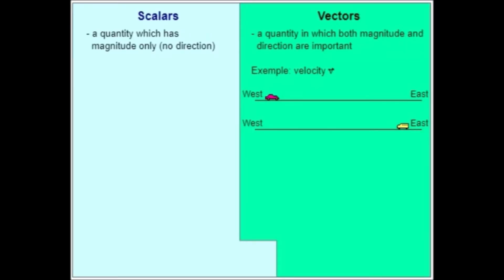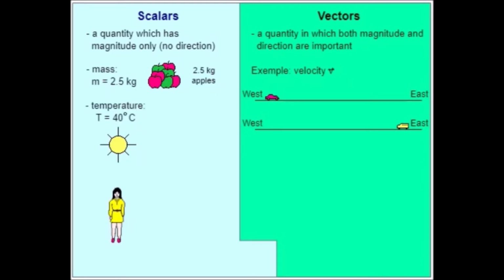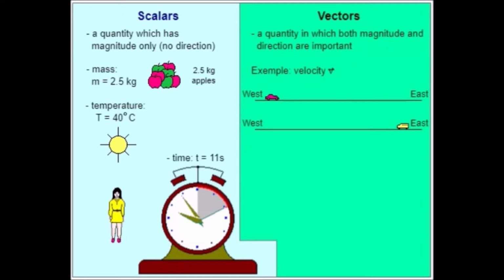Scalar. A scalar is a quantity which has magnitude only and no direction. Examples of scalars are mass, temperature, and time. They are each quoted as a pure number with a unit. For a scalar, direction is meaningless.